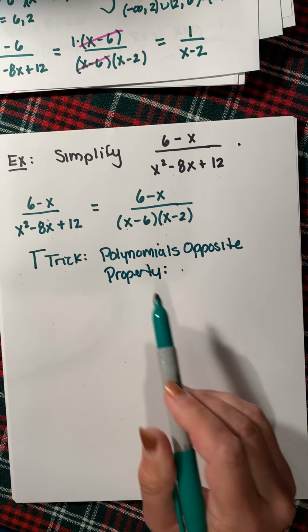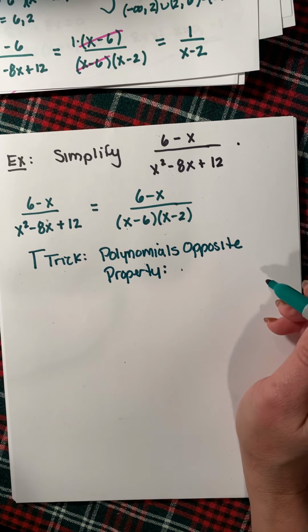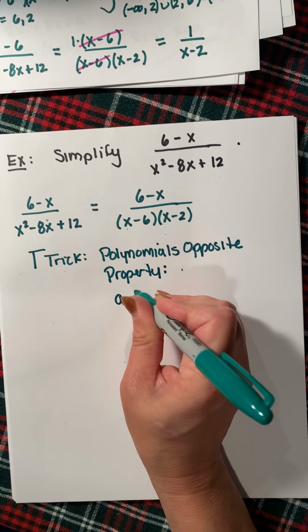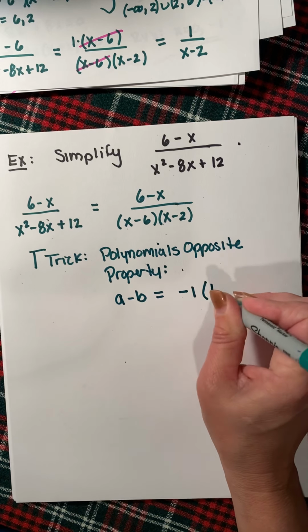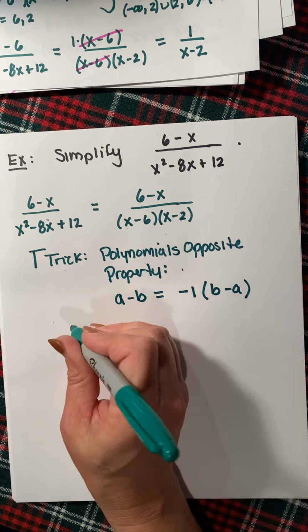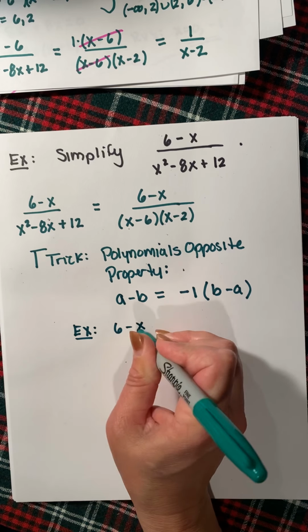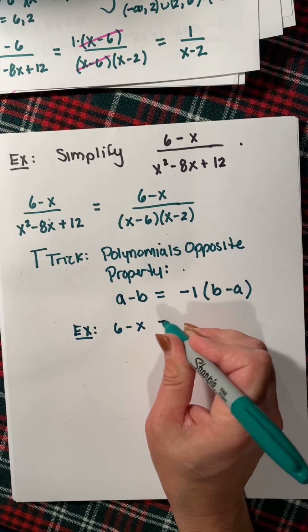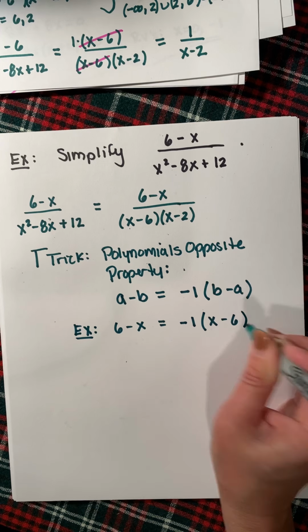If you want to switch the order of subtraction, the trick is to factor out a negative 1. So if you have a minus b, but you want b minus a, factor a negative 1 out, and then you can switch the order in which you subtract in the parentheses. So for example, let's suppose we have 6 minus x, but we need the factor x minus 6. Factor the negative 1 out and write x minus 6 in the parentheses.